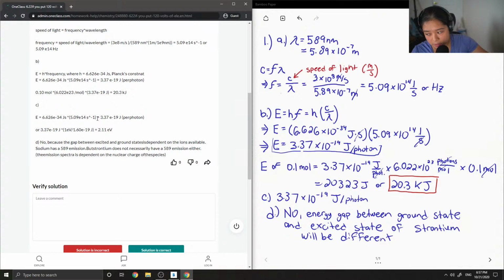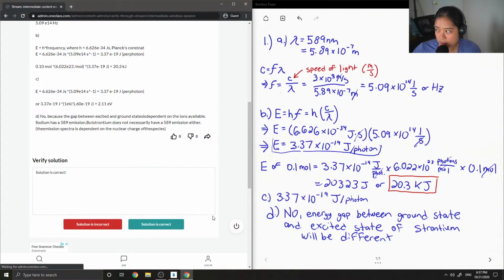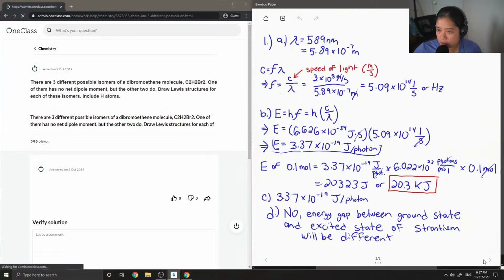So this solution was well written. It is correct. So the solution is correct. Okay, so now we can move on to question number 2.